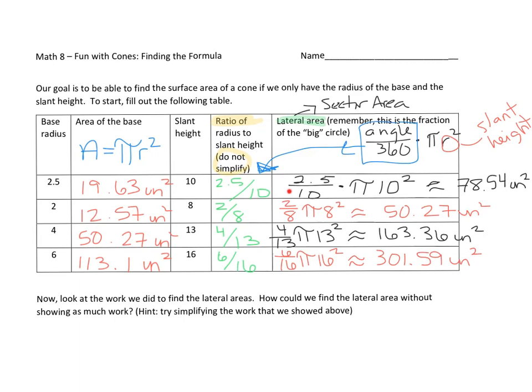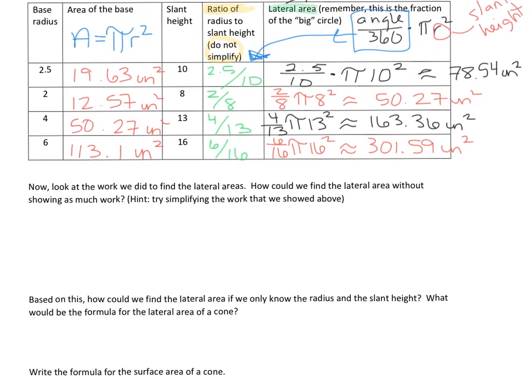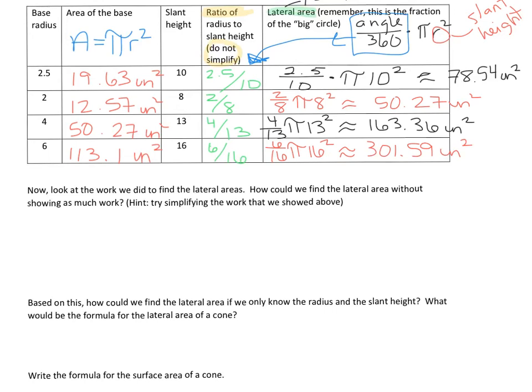Now, notice these might have been kind of, maybe not difficult, but long. There's a long process here. You have to put this in, and some of you have to divide that, hit equals, then you times pi, then you square that. So there's a lot to kind of keep track of. So as we move down, it says now, look at the work we did to find the lateral areas, which is what we just did up here, okay? How could we find the lateral area without showing as much work? So what we're going to do is simplify the work that we showed above. I'm going to write something, so go ahead and follow along. We're going to look at that first example up top, 2.5 over 10 times pi 10 squared.